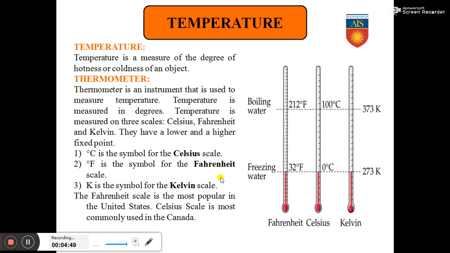Fahrenheit scale is used mostly in the United States. Celsius scale is used mostly in Canada. In India, both the scales are used, but if you see in your house, mostly the Fahrenheit scale of thermometer is used. Here I have given a picture of all the three types of thermometers.